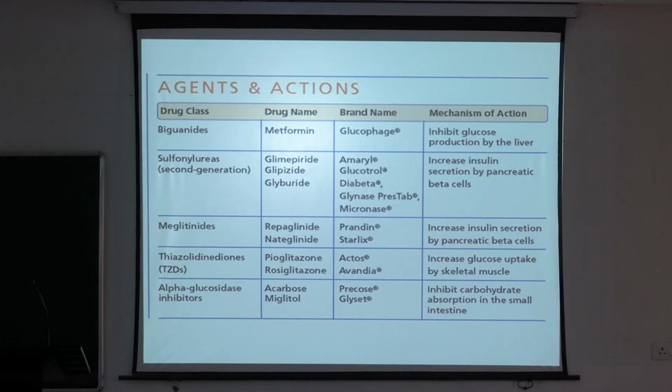Metformin is the commonest one. Then you have glimepiride, glipizide. The relatively new ones are repaglinide, pioglitazone, and acarbose. So they have different modes of action. You have studied this in pharmacology, I'm not going into the details of that. So sometimes you need a combination of drugs.